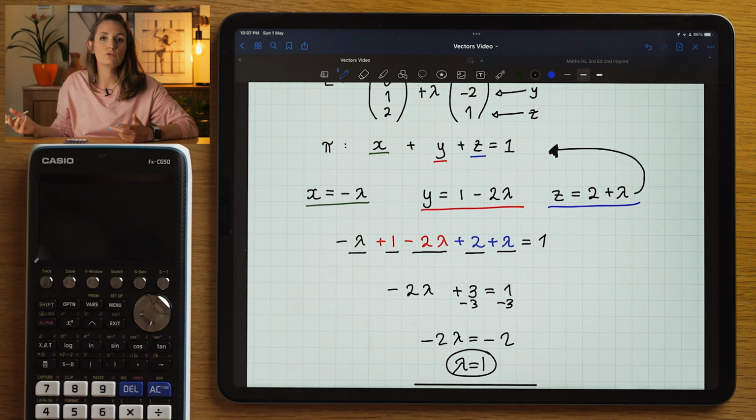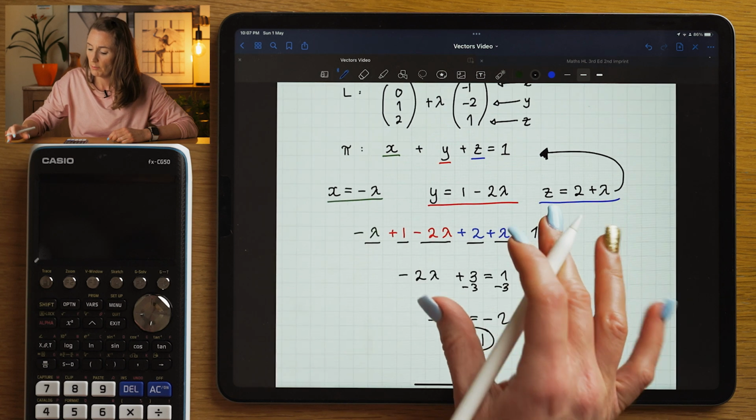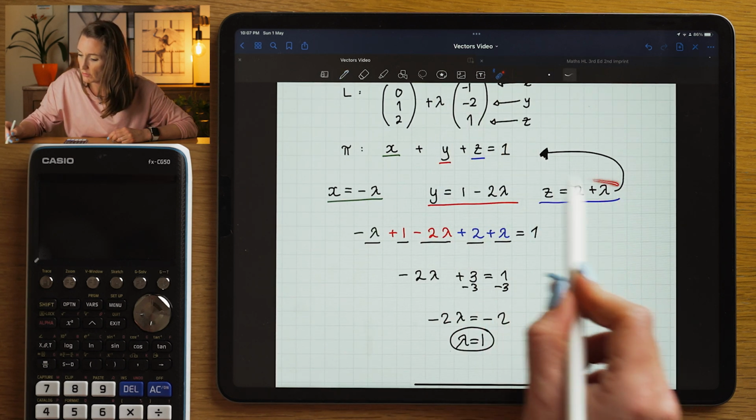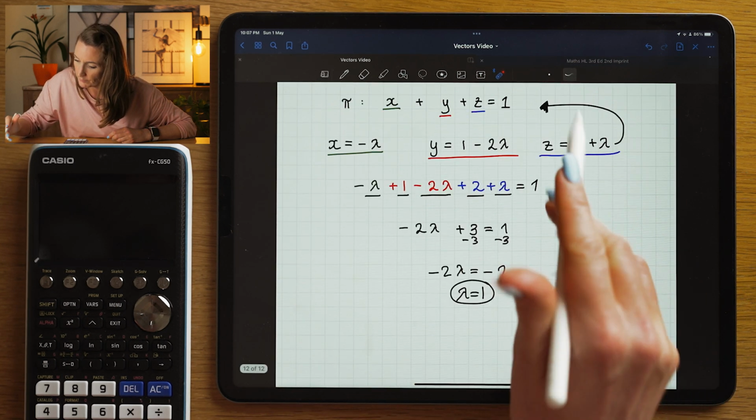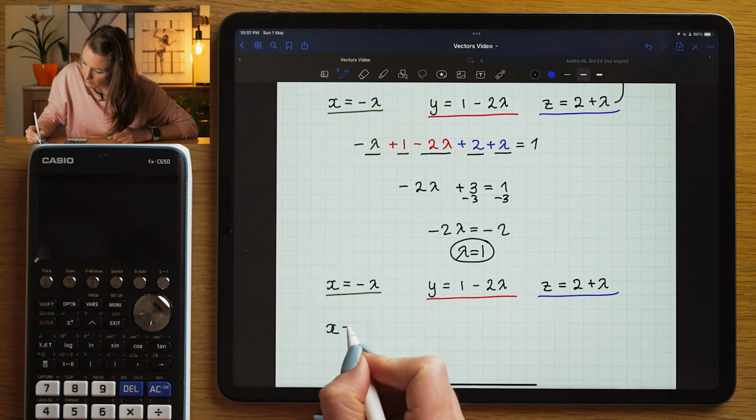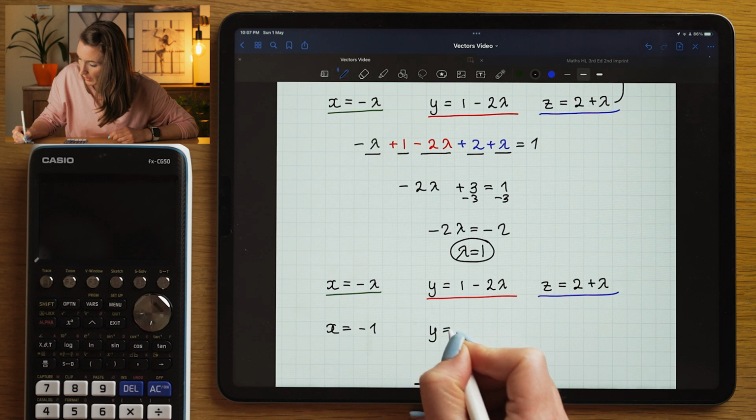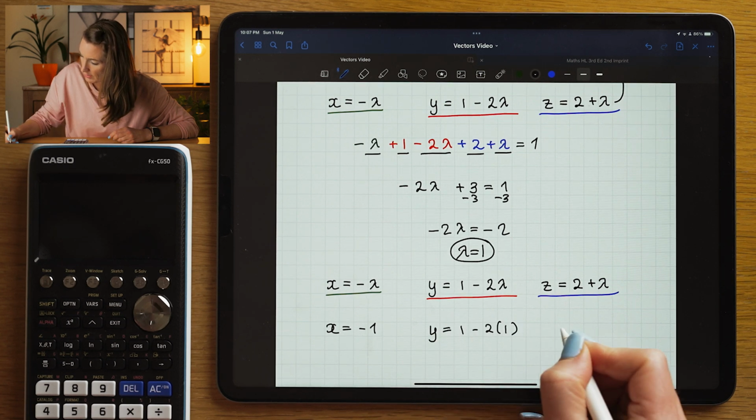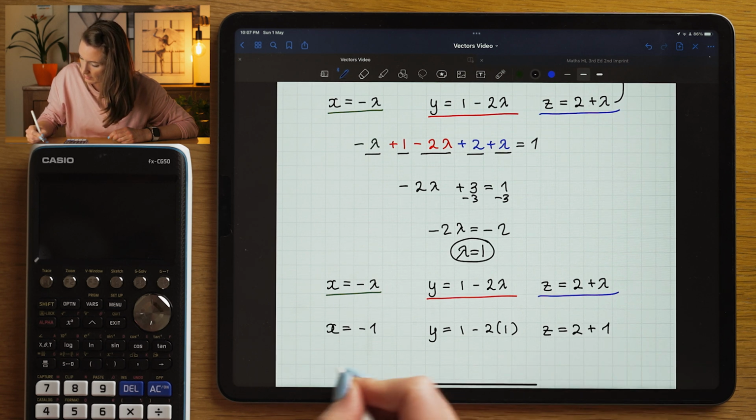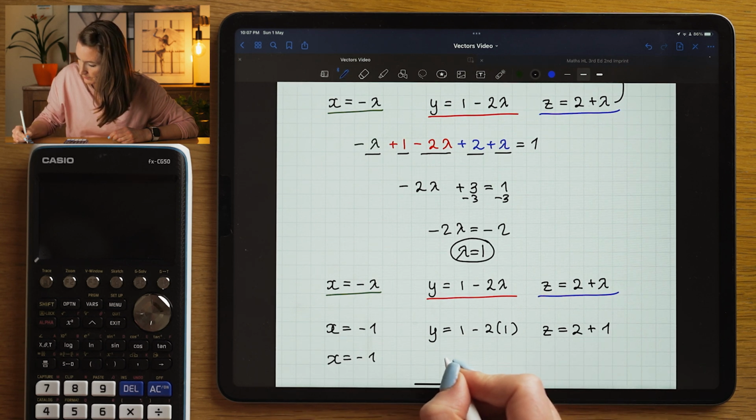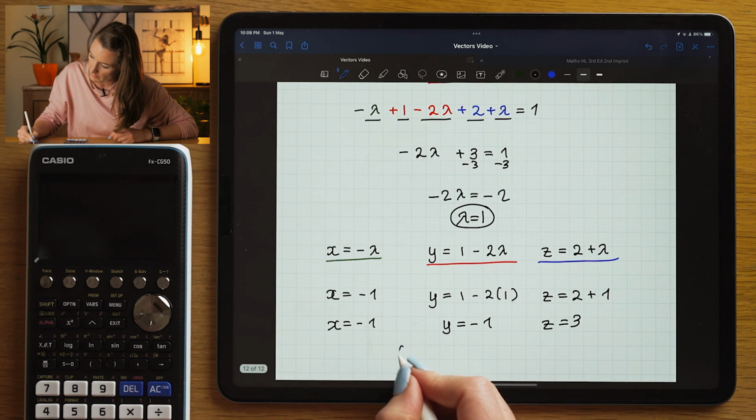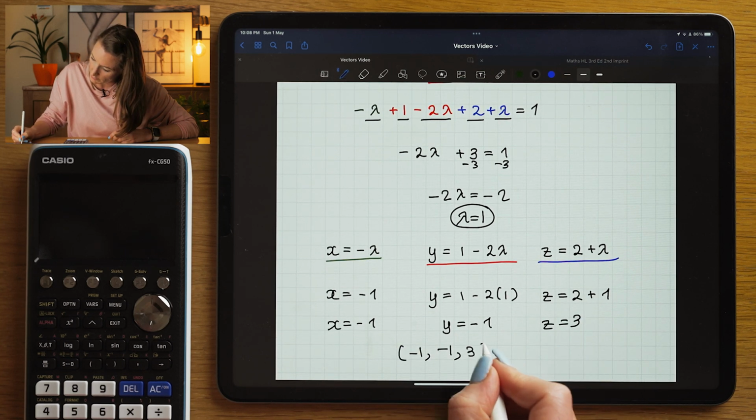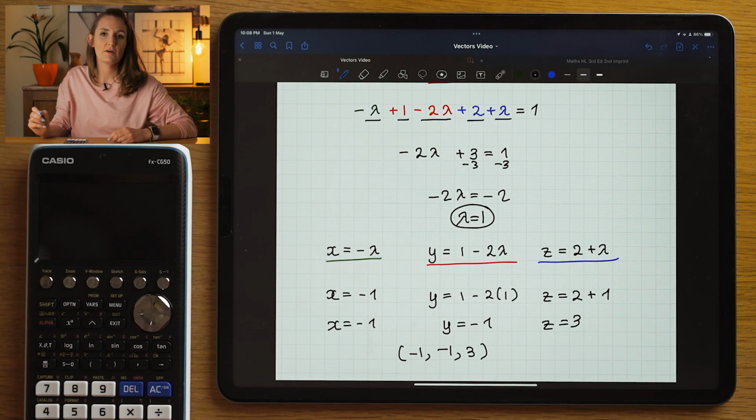Now remember, that's not the solution that we're looking for. We're looking for the actual point. All we're going to do now is go back to the three parametric equations we've set up to find the x-coordinate, the y-coordinate, and the z-coordinate. So x is minus lambda, y is 1 minus 2 times lambda, and z is 2 add lambda. So x is minus 1, y is minus 1, and z is 3, and you can write that as a point: minus 1, minus 1, 3. And that is all done. You found the point of intersection of a plane and a line in three-dimensional space.